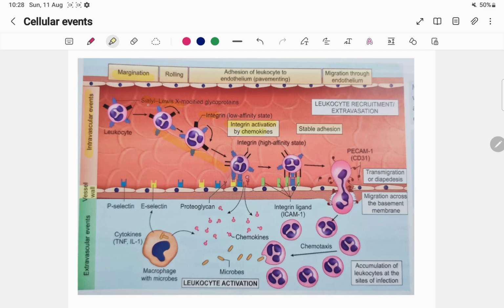Selectins bind with sialyl Lewis X, forming a weak bond that causes the rolling. So during rolling we have sialyl Lewis X and selectin, and during adhesion the low affinity state integrin is converted into high affinity integrin by the activation of chemokines. Chemokine activation makes the adhesion occur as firm bonds.